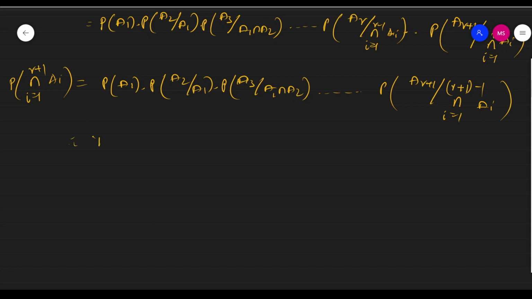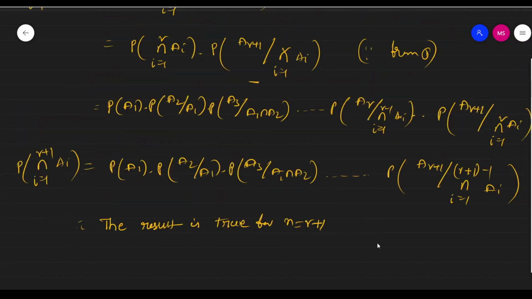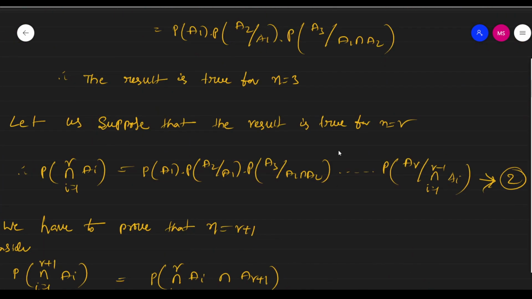Therefore the result is true for n equal to r plus 1. Hence, by the principle of mathematical induction, the result is true for all positive integral values of n. This is the derivation of the multiplication theorem for n events.